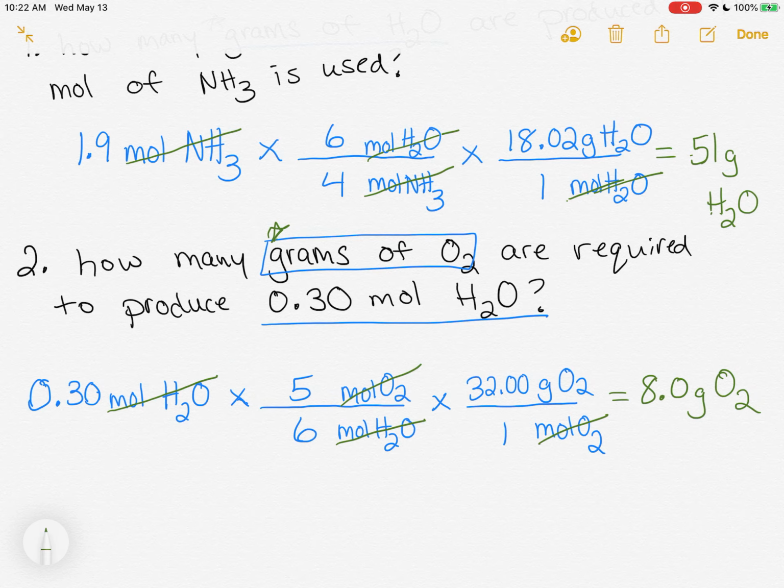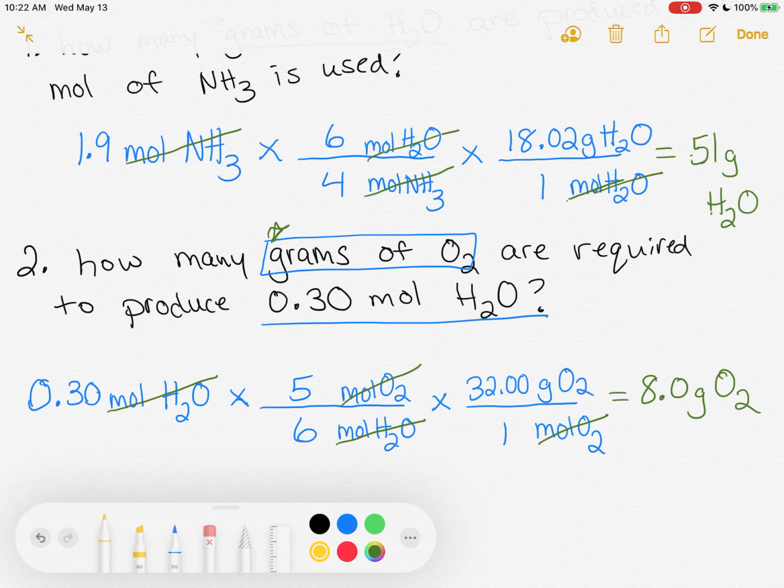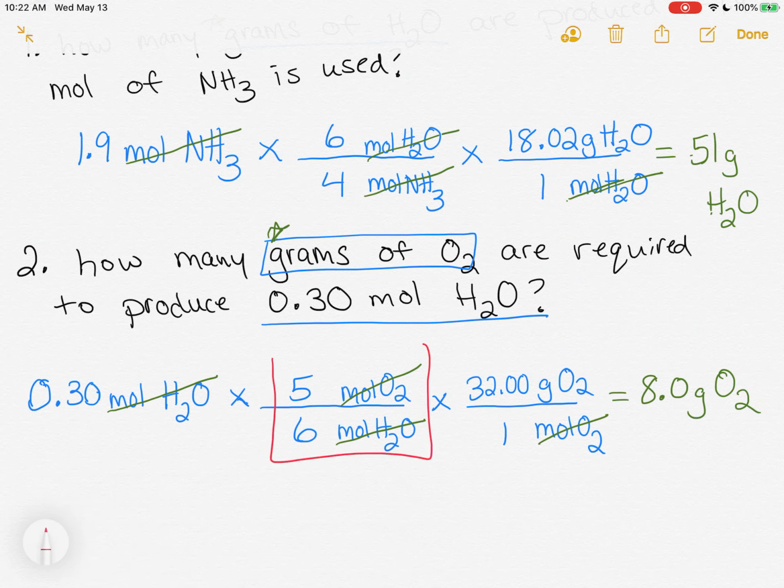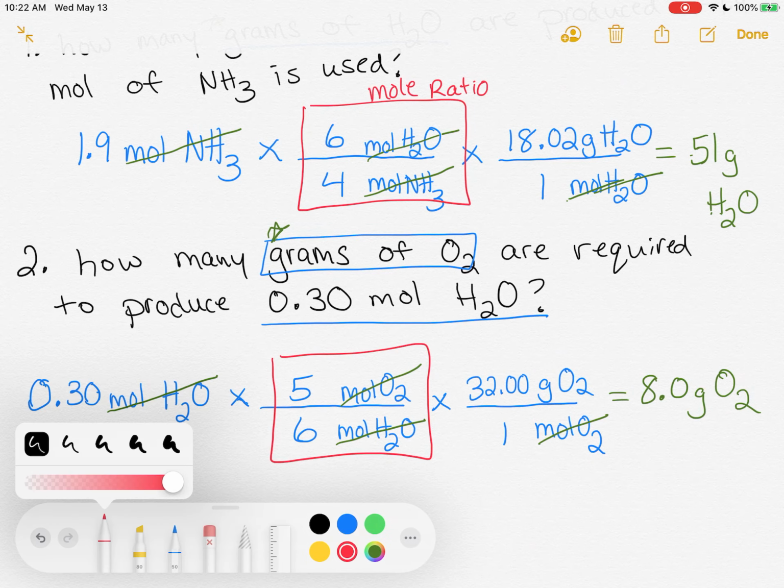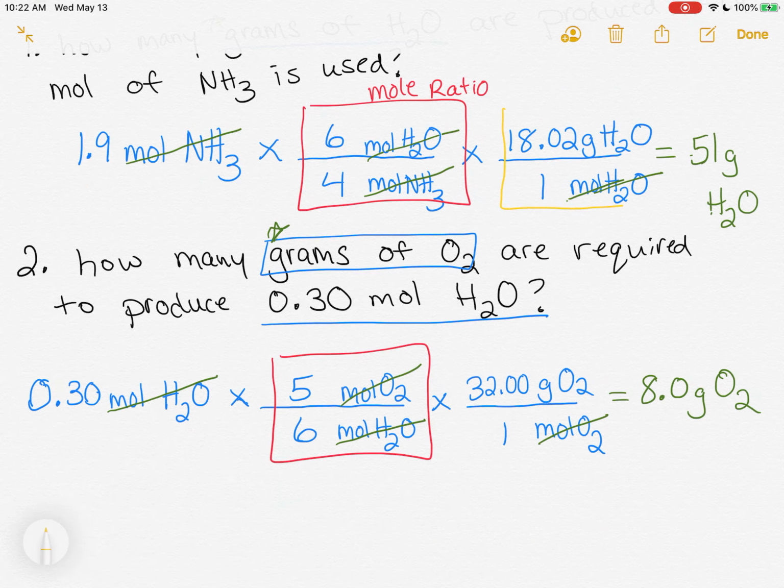All right. So in these two questions, we've been using two conversion factors. We've been using the mole ratio conversion factor. And so that's this one, right? Our mole ratio. And we've also been using the molar mass conversion factor. So that's this one in yellow. So that's the molar mass conversion factor.